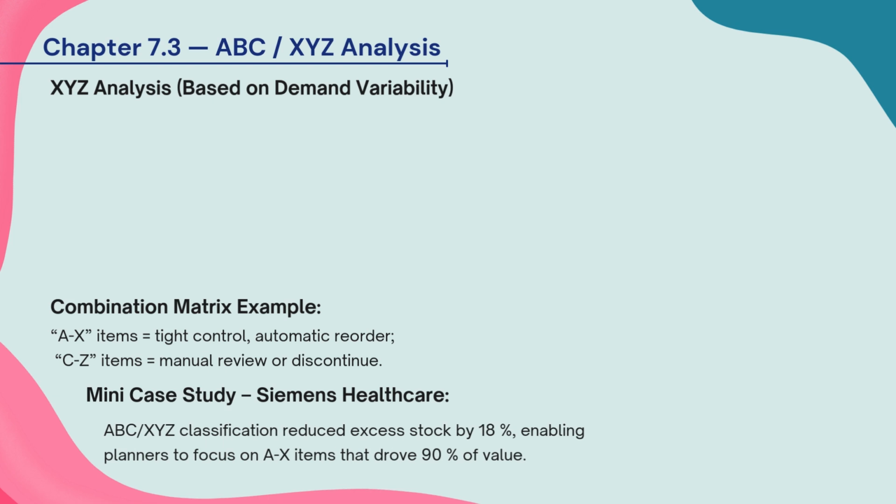ABC XYZ Analysis helps manage inventory by classifying items based on value and demand patterns. ABC categorizes by value: A equals high, B equals medium, C equals low, while XYZ classifies by demand variability. X equals stable demand, Y equals seasonal, and Z equals erratic. At Siemens Healthcare, AX items are automatically reordered, while CZ items are manually reviewed or discontinued. This approach reduced excess stock by 18% and focused efforts on high-value items.